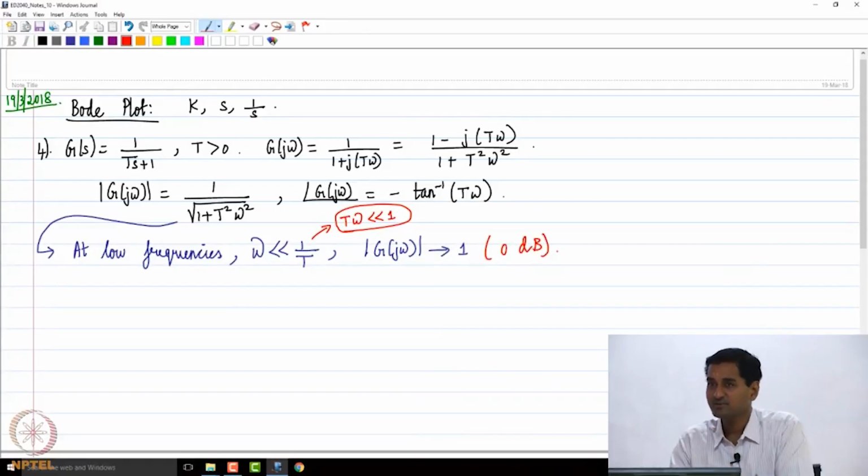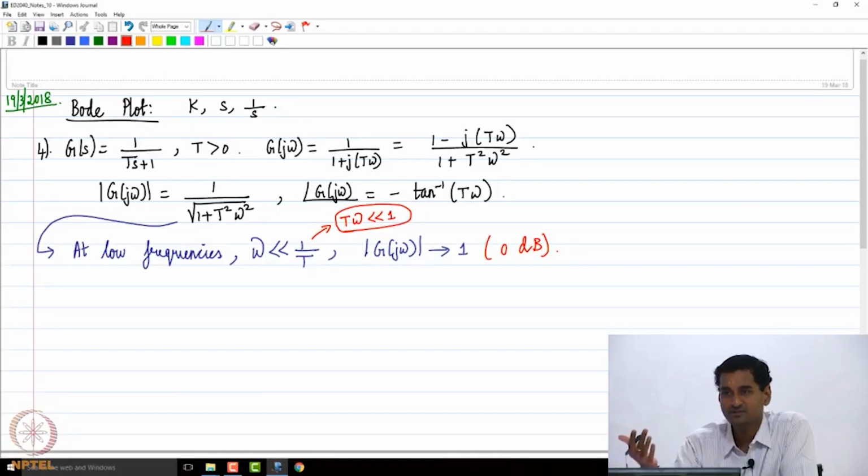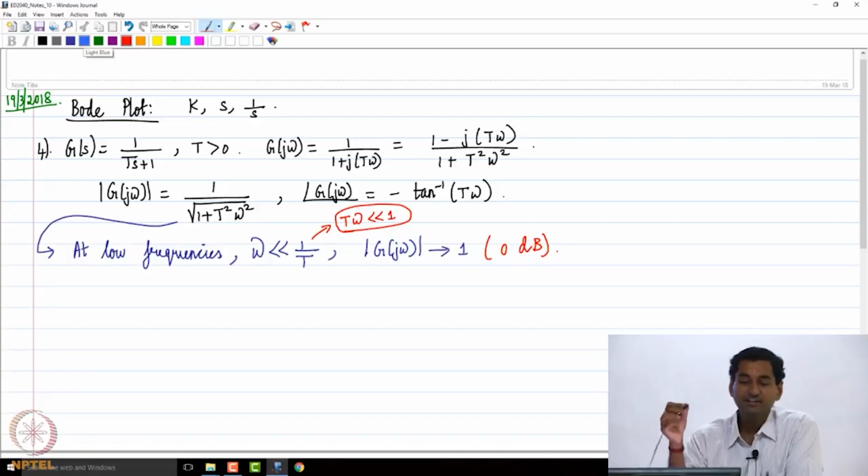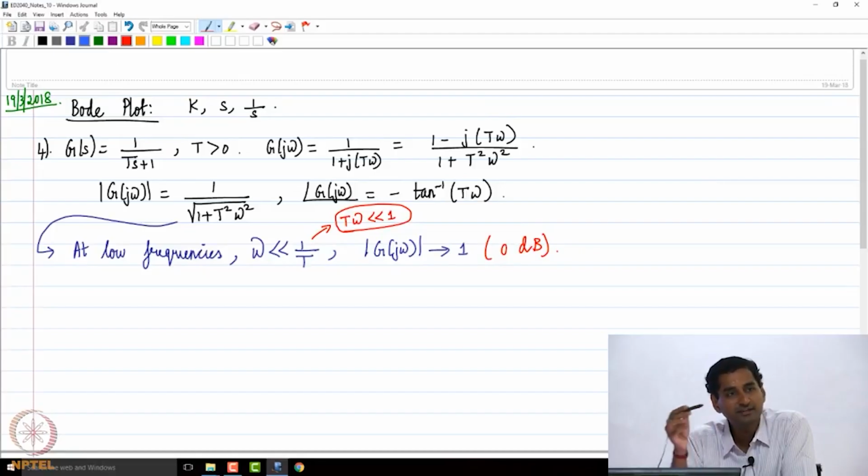0 decibels. In decibel units, it is going to tend to 0 decibels. Do you agree? How do I convert to decibel units? I take the logarithm to the base 10 and multiply by 20. The logarithm of 1 is 0, so that is why I get 0 decibels. So we would see that the magnitude of this particular factor is going to tend to a line which corresponds to the 0 decibel line in the magnitude plot as frequencies become smaller and smaller when compared to 1 by capital T.